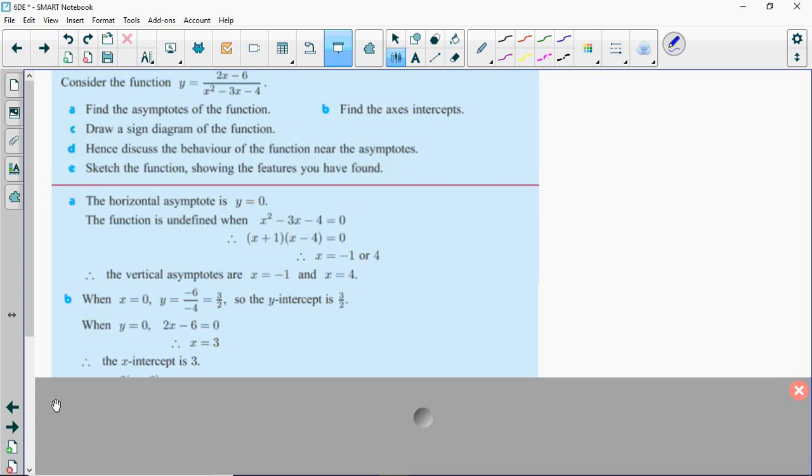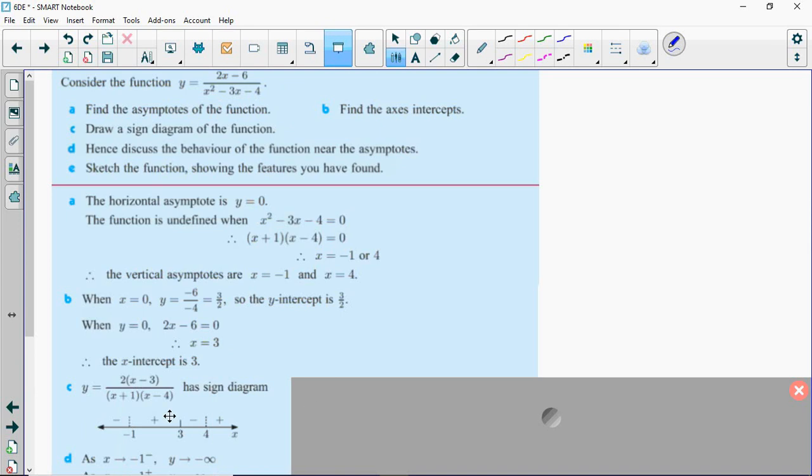Okay, now that we know the x-intercepts and the zeros, we can draw a sign diagram, horizontal line, list those numbers, and then we choose test points in between them and figure out whether it's positive or negative. Hence, we can discuss the behavior of the function near the asymptotes. So in other words, near the horizontal asymptotes, is it approaching the horizontal asymptote from above or below? Well, I see right here, as we go out to -infinity, it's approaching from below. And as we go to positive infinity, it's approaching 0 from above.